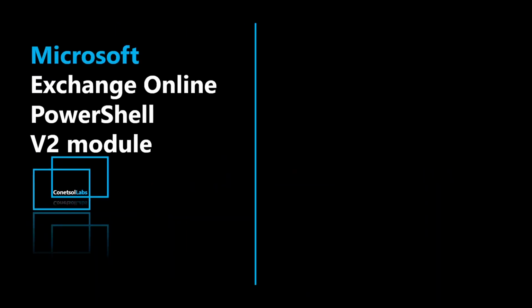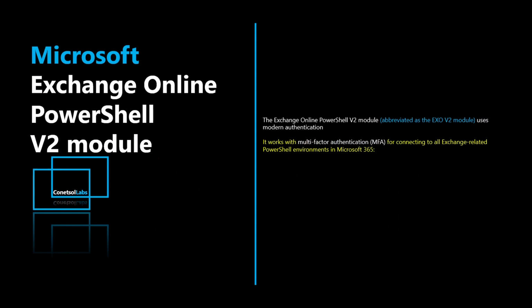The Exchange Online PowerShell V2 module, which is abbreviated as EXO V2 module, uses modern authentication, and it also works with multi-factor authentication or MFA for connecting to all Exchange related PowerShell environments in Microsoft 365: Exchange Online PowerShell, Security and Compliance PowerShell, and standalone Exchange Online Protection.